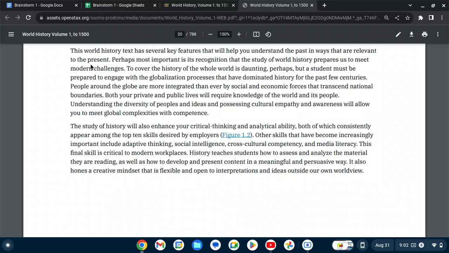The study of history will also enhance your critical thinking and analytical ability, both of which consistently appear among the top 10 skills desired by employers. Other skills that have become increasingly important include adaptive thinking, social intelligence, cross cultural competency, and media literacy. This final skill is critical to modern workplaces. History teaches students how to assess and analyze the material they are reading, as well as how to develop and present content in a meaningful and persuasive way. It also hones a creative mindset that is flexible and open to interpretations and ideas outside their own worldview.